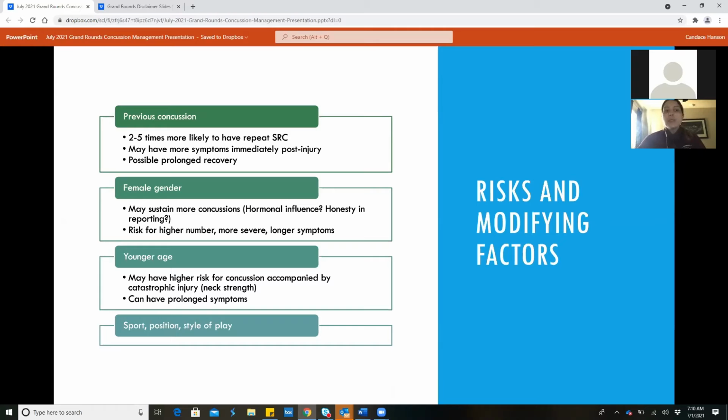Sport position and style of play are also risk and modifying factors. Think of an offensive lineman who gets hit every play he's on the field versus a kicker who almost never gets hit. Or just a really aggressive athlete, somebody who's diving for balls and jumping for balls and leaving their feet a lot. They're much more likely to have their head run into something or have a hard fall that could increase their risk of concussion than an athlete who plays the same sport or even the same position who doesn't have the same tendencies in their game.